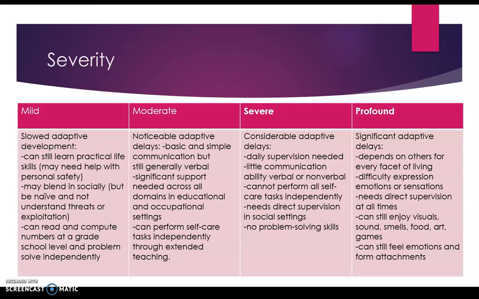Noticeable adaptive delays now. So basic and simple communication, not capable of as much communication, but they're still generally verbal, unless there is a physical impairment or other condition that prevents them from being so. People with moderate intellectual disabilities are still verbal. People with moderate intellectual disabilities will need significant support across all the domains in educational and occupational settings. So if this person is going to school or going to work, they probably have a para if they're in school. They probably have assisted employment if they're working. It's probably not something they can do independently.